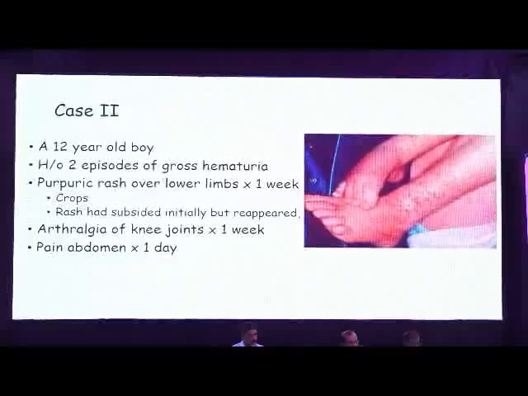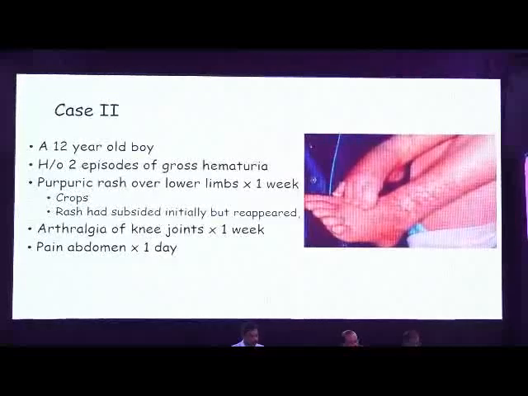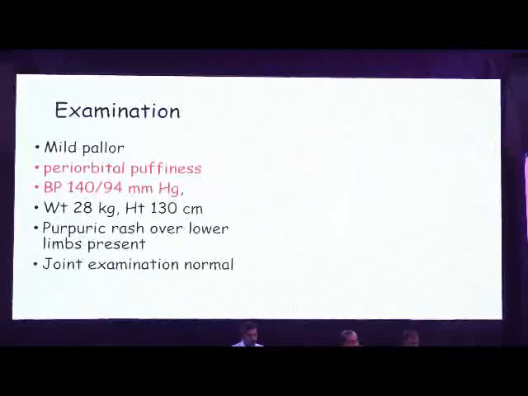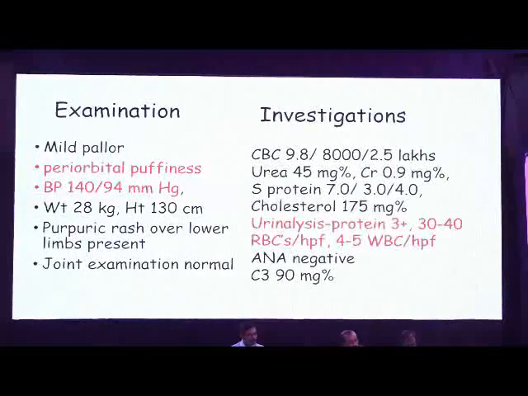His rash appears in crops, comes and goes, and he also has pain abdomen and arthralgia. And I'm sure all of you know the diagnosis is Henoch-Schönlein purpura. Now on examination, this child is puffy, hypertensive, he has a palpable purpura, and investigations reveal that he has a normal kidney function, but he has a urine analysis showing nephrotic range proteinuria, normal complements, normal ANA.